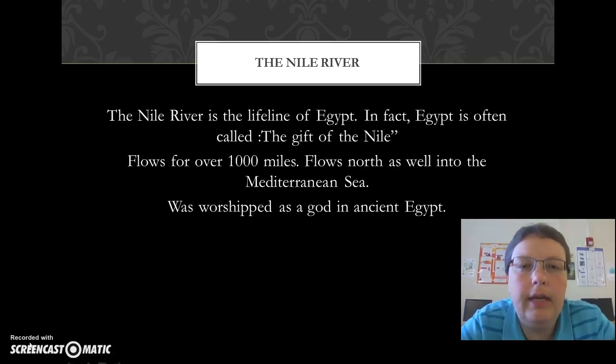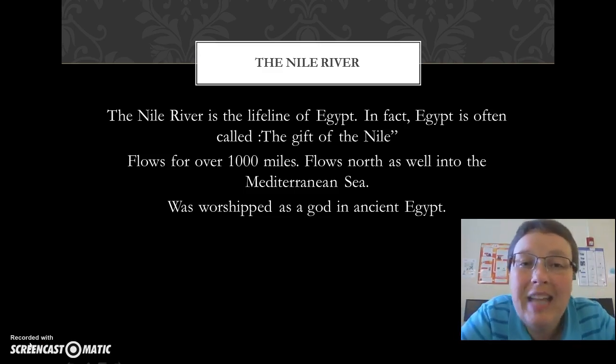The first thing we should talk about is the Nile River. The Nile River was the lifeline of Egypt. In fact, Egypt is often called the gift of the Nile. Now, you should be prepared to explain why you think Egypt is often called the gift of the Nile. One reason may be because people just cannot live without water. Another reason may be for farming, for transportation, for food. There are many things that the Nile has always given to Egypt. In fact, Egypt would not be there if it was not for the Nile River.